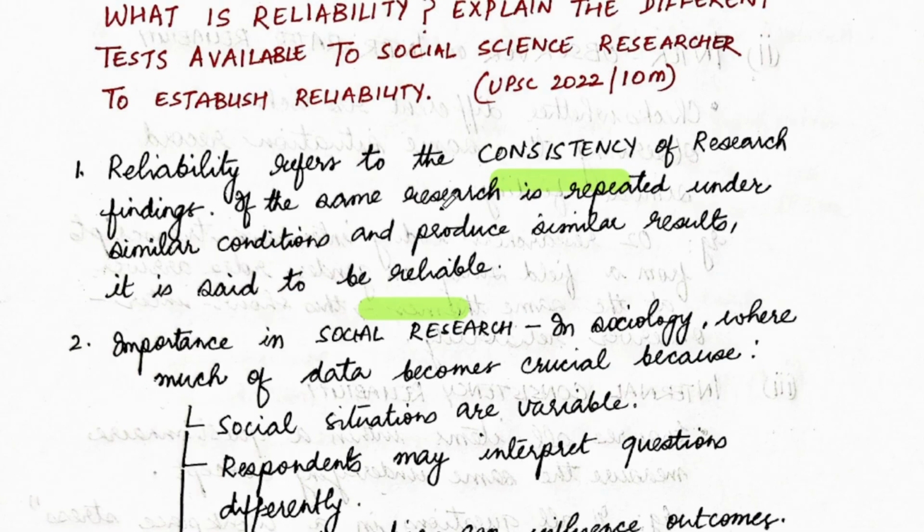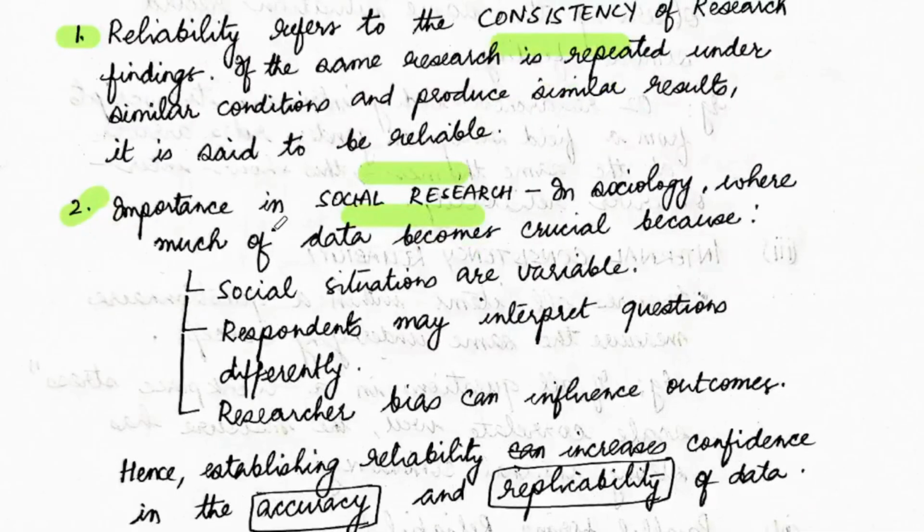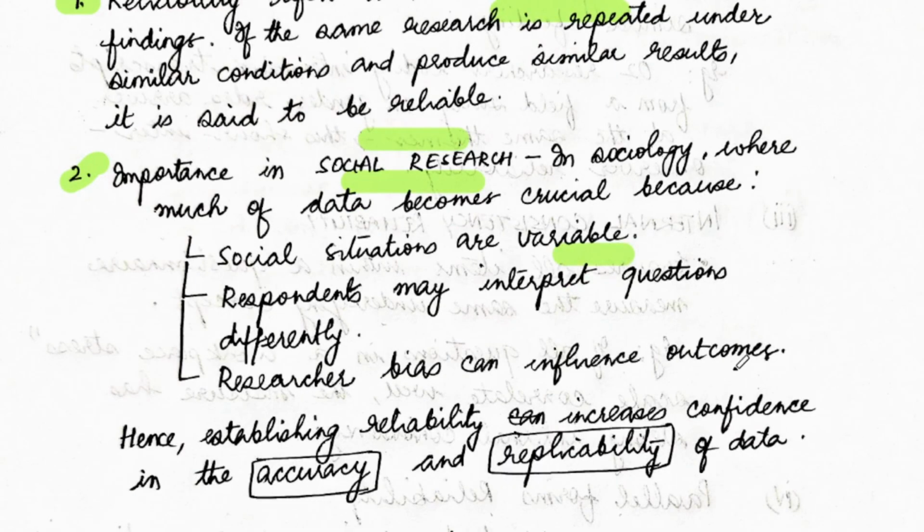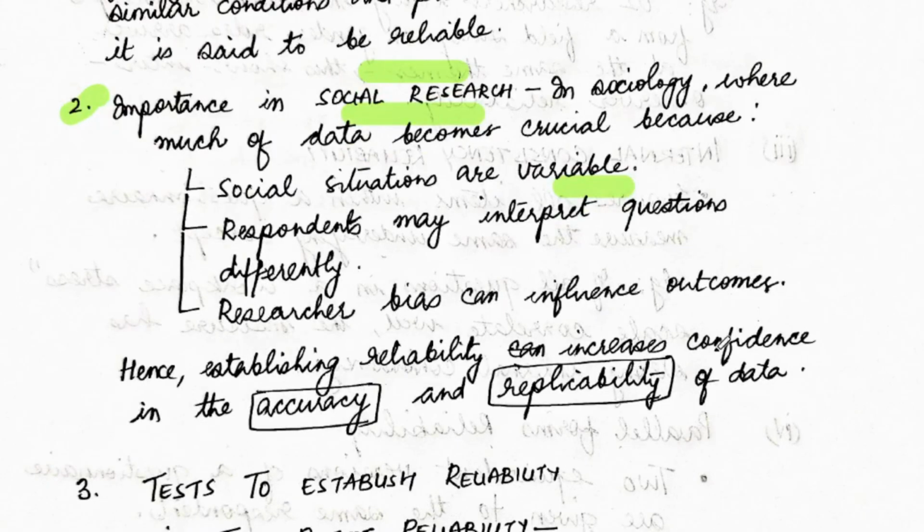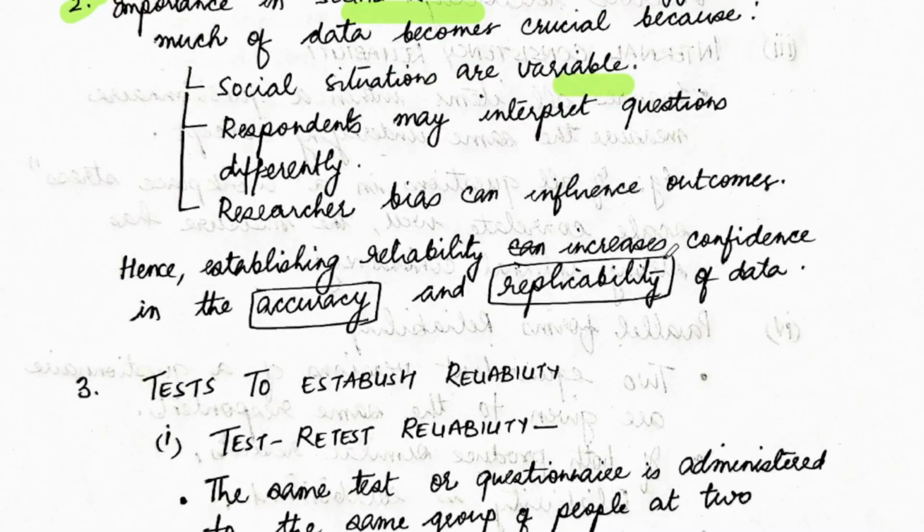So if I conduct a study today and I repeat it after a few months and I am able to get similar findings, and the conditions and the results are the same, then my data or my findings are supposed to be reliable in nature. Second, importance in social research. In sociology, reliability becomes crucial because social situations are variable. Also, respondents may interpret the questions differently. Researcher bias can also influence outcomes. In such a scenario, reliability increases confidence in the accuracy and replicability of data.